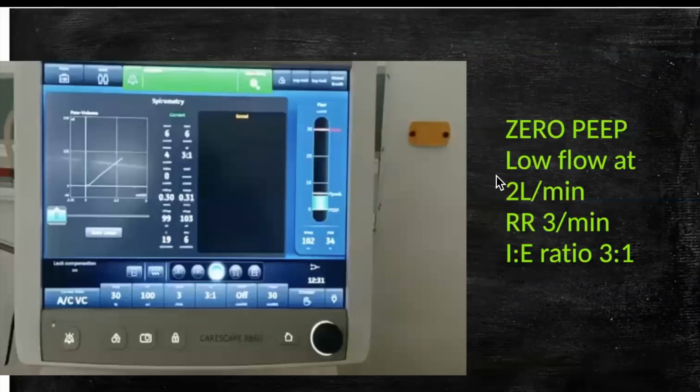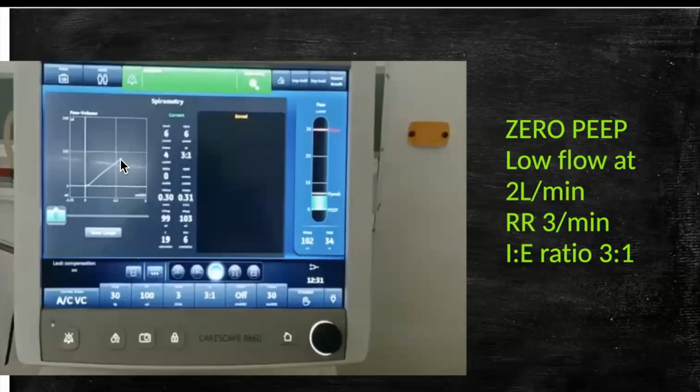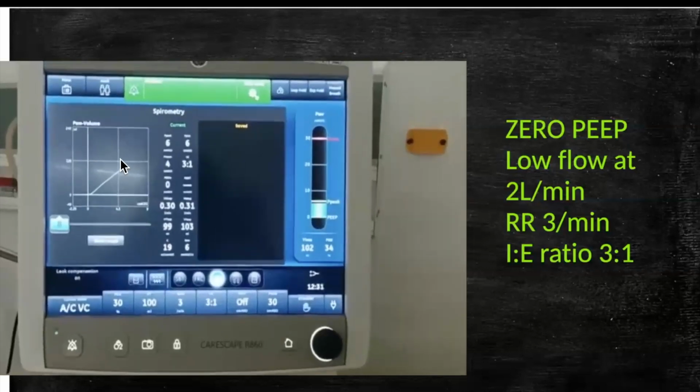You keep a PEEP of 0, you can keep a PEEP of 4, 5 also, at a low flow of 2 liters per minute in this particular case, at a respiratory rate of 3 per minute, with an I:E ratio of 3:1. You can see it's a straight line, there is no lower inflection point, and after a long inspiratory time, you finally get an expiration. This is the expiration. So finally you get a PV loop like this. So this is a static PV loop.